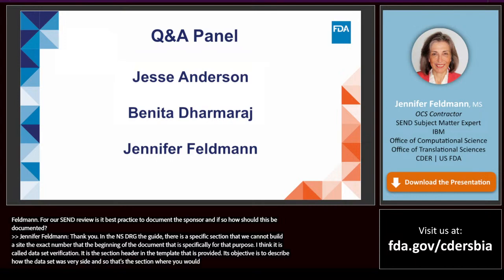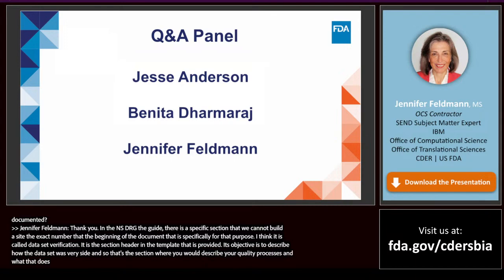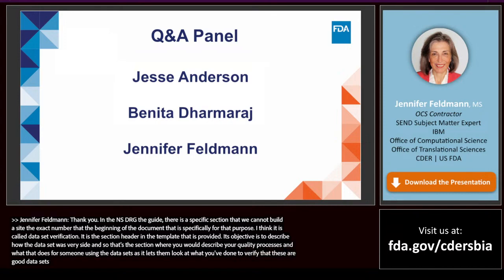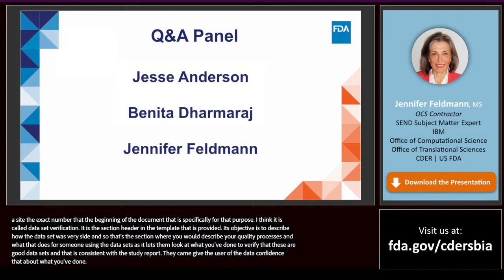And what that does for someone using the data sets is it lets them look at what you've done to verify that these are good data sets and they're consistent with the study report. And so they can give a user of the data confidence about what you've done. So that's a great opportunity to explain that.